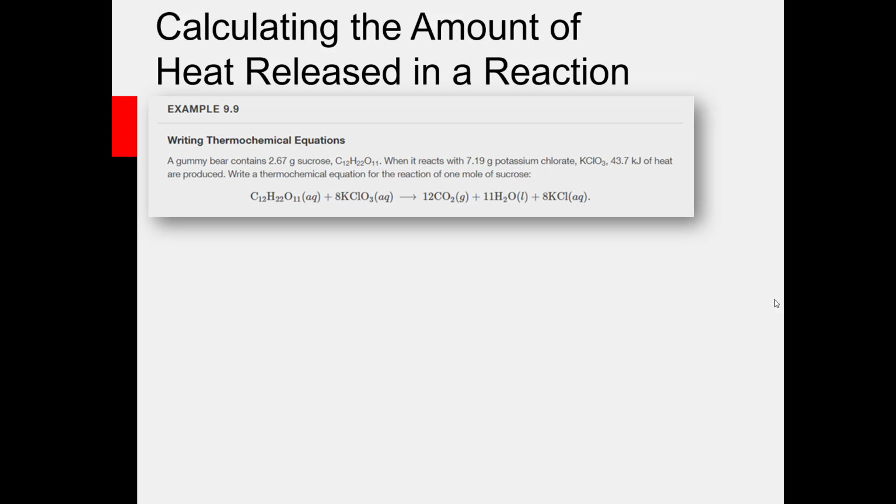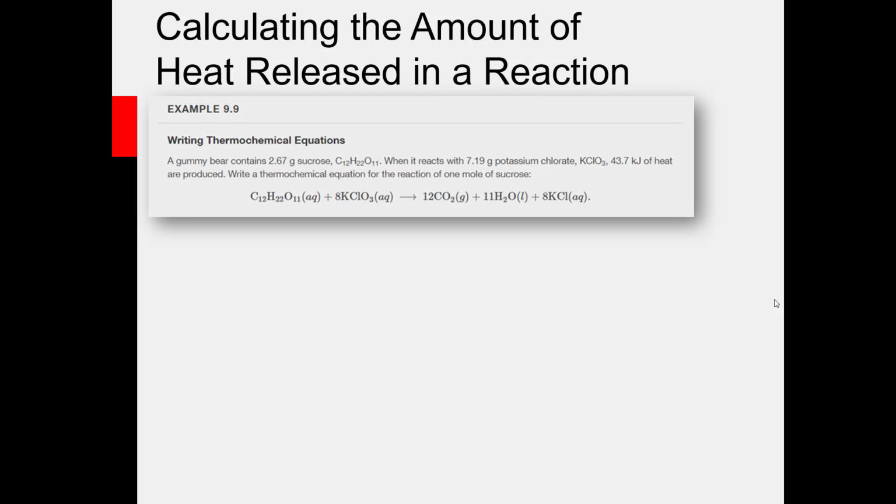This time we're going to be given masses for two reactants in a chemical equation. We're going to have to decide which reactant is limiting and then base the amount of heat released by the reaction off of the mass and number of moles of the limiting reactant, not the reactant in excess.